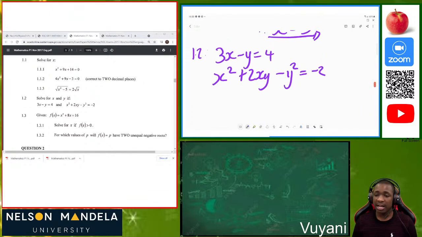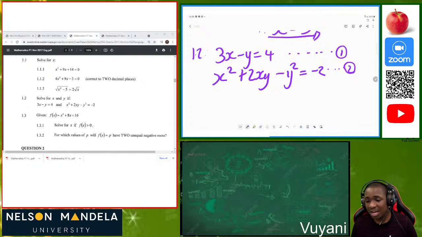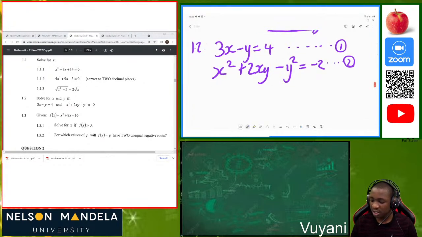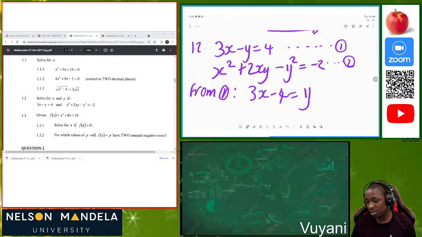Now, as I said earlier, this is going to be your equation 1, and this is going to be your equation 2. Now you have to formulate your equation 3 looking at your linear equation. So from equation 1, we have 3x minus 4 is equal to y. Because you're going to make y the subject of the formula, you transpose it and place it this side, and you transpose this one and come to this side. Then you have 3x minus 4 is equal to y, and make this your equation number 3.